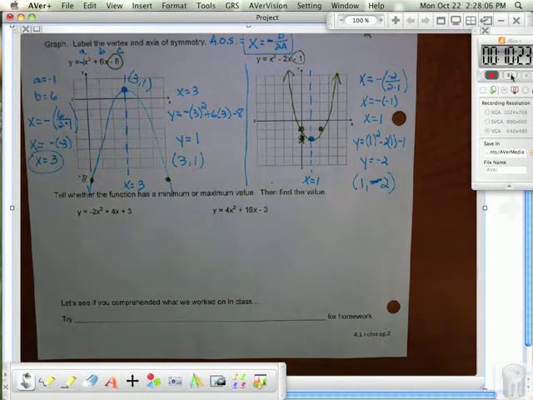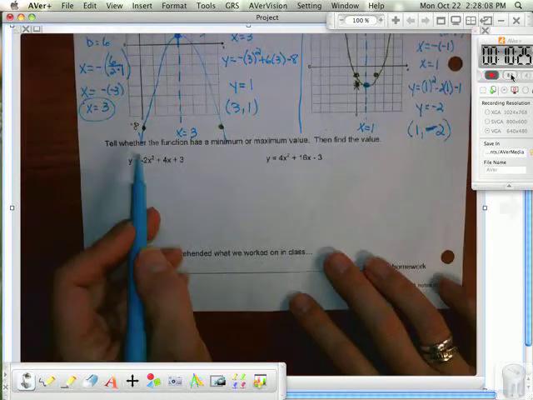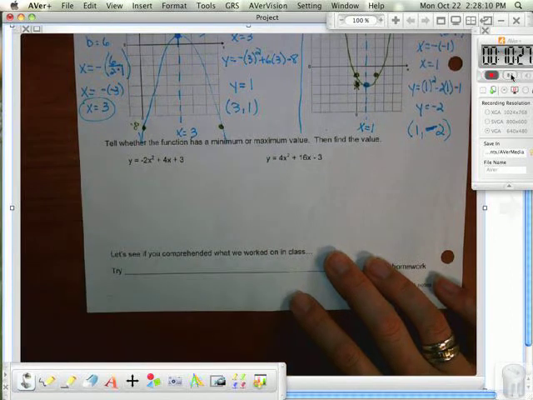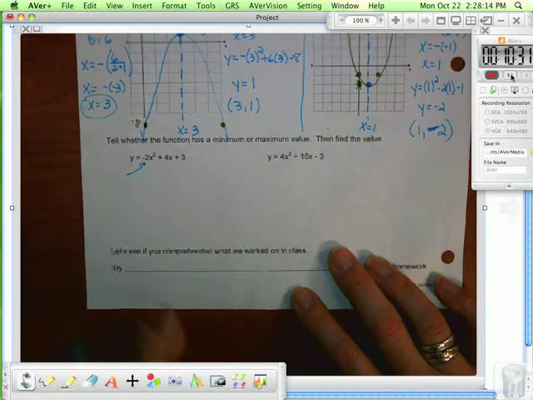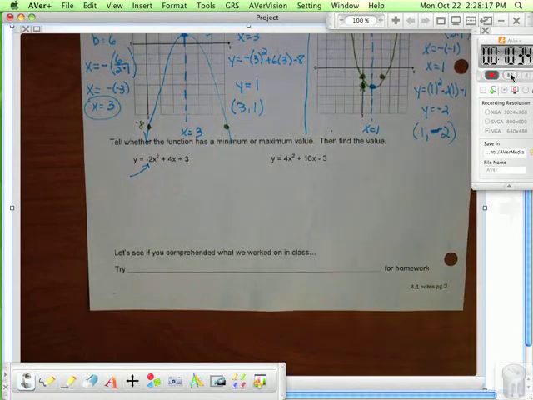All right, ladies and gentlemen, here. Tell whether the function has a minimum or a maximum value. Do you know? By looking at it, how can you tell? Minimum or maximum? Negative, so it opens down, so it's got a maximum. Okay? Maximum.